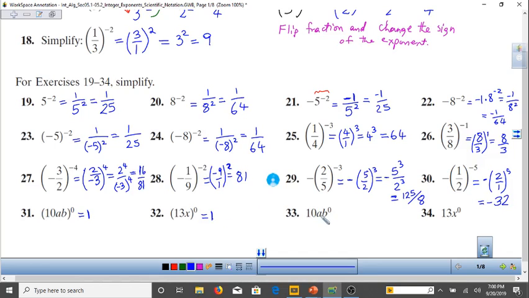Now for this one, number 33, we have to be careful because the 0 is only over the b, not over the other terms. So that 0 only applies to the b, not to the 10 or the a. So this expression is really 10 times a times 1, because b to the 0 is 1. And so the answer is 10a. Likewise, the 0 exponent is only for the x, not for the 13 in this number 34. So the answer then is 13 times 1, which is 13.